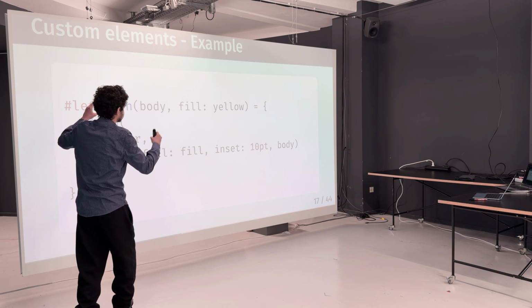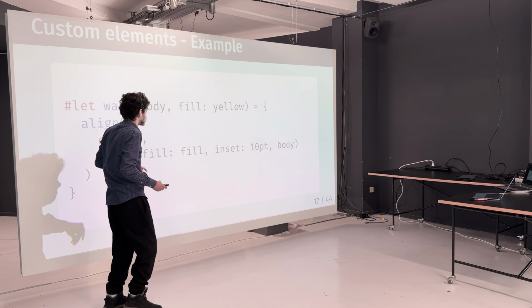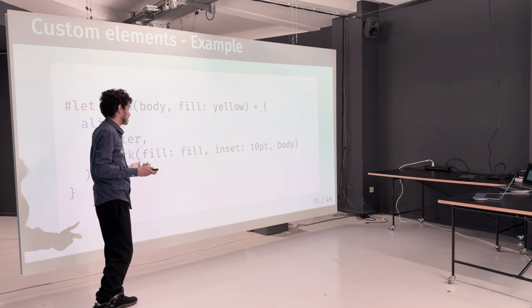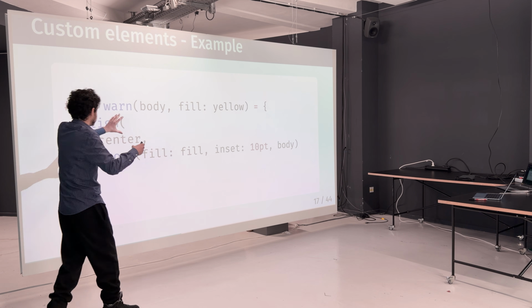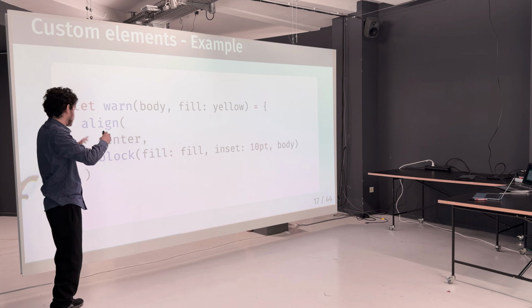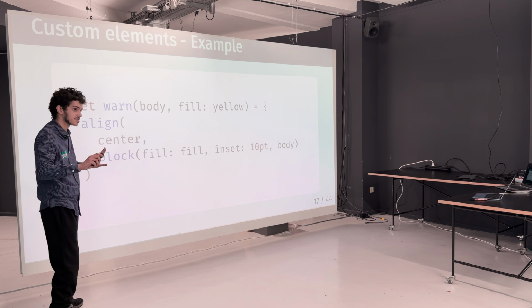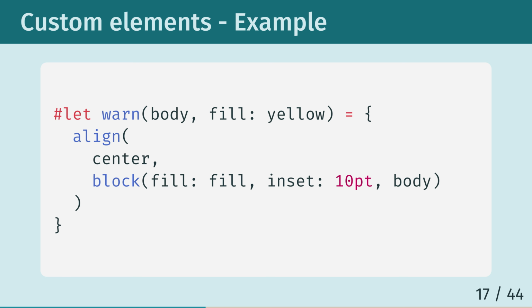Let's say a warning box might have a body, what's inside the warning box, and a fill, so its background, so that you can adjust the background according to your guidelines. And then in the body of the function, you have basically the style, so just the styles, no semantics. So you have align center, so you have a centered block with this fill, some inset, and a body. So basically just define the styles, you don't create semantics.